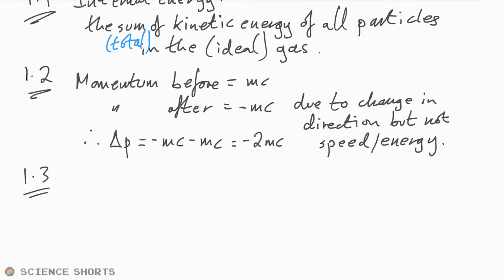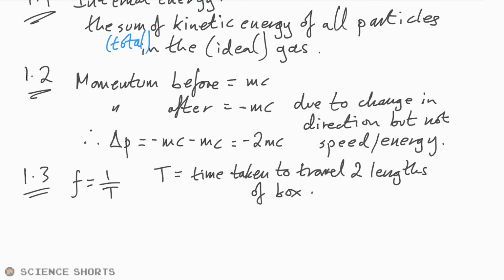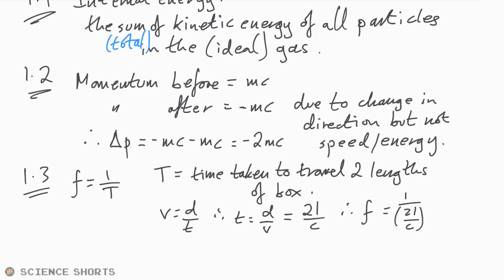Show the frequency is c over 2l. Well, frequency is equal to 1 over the time period, and the time period is equal to the time taken to travel 2 lengths of the box. We know that speed is equal to distance over time, so time is equal to distance over speed, or in this case, 2l over c. So frequency is equal to 1 divided by that, and so that is equal to c over 2l.